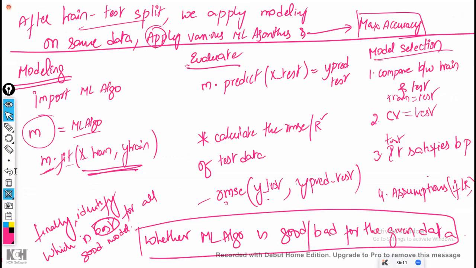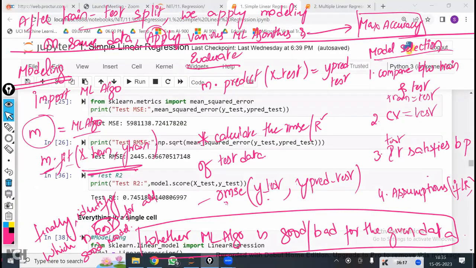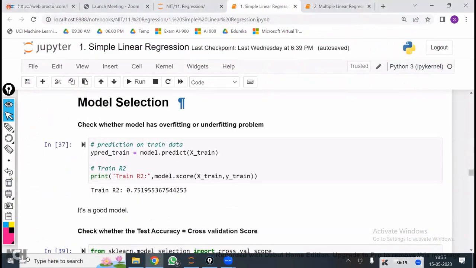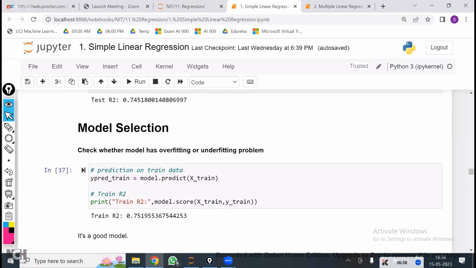Model selection. Model selection means compare between the train versus test, whether both of them are same or not. So the same thing I'm doing here. Model selection. I'm going to check Y pred train, which is model dot predict on X train. And I'm going to check the train R square. In that model selection, what are the three things we have to do? First, we have to check whether our train accuracy is equal to test accuracy. This is the first step.